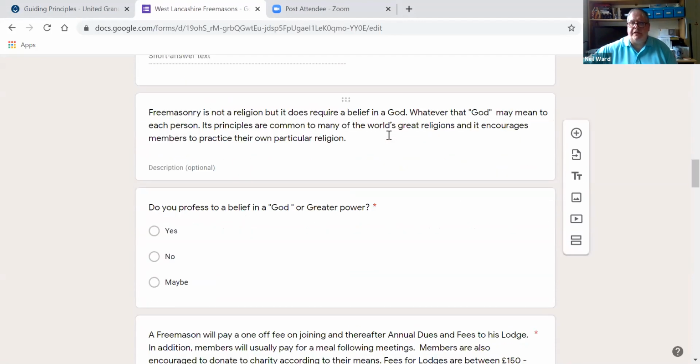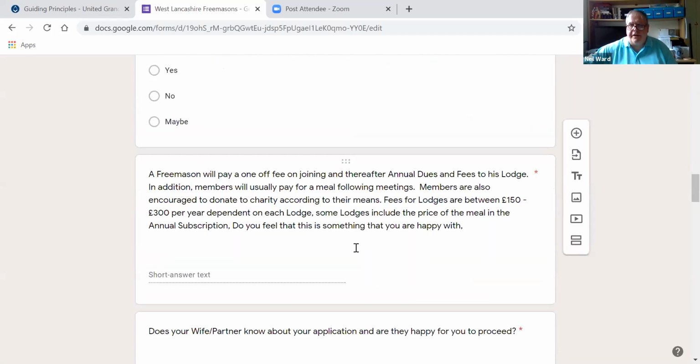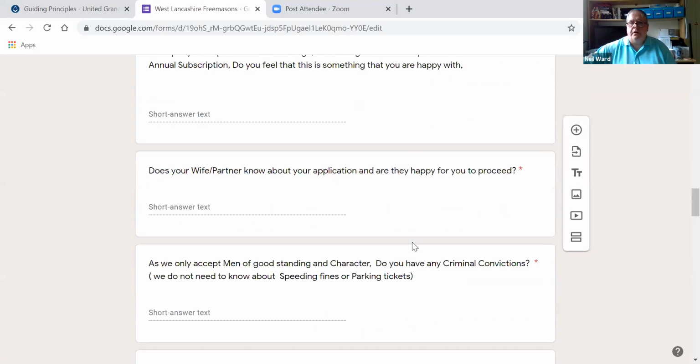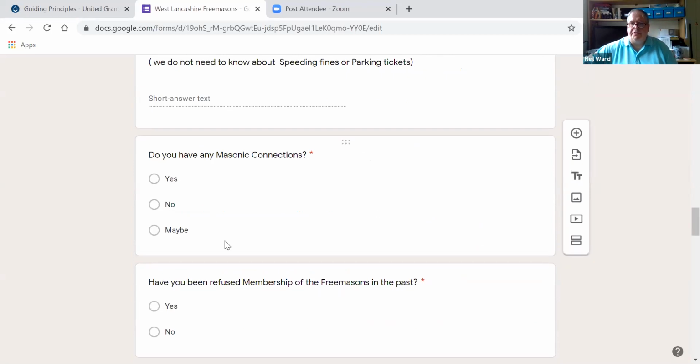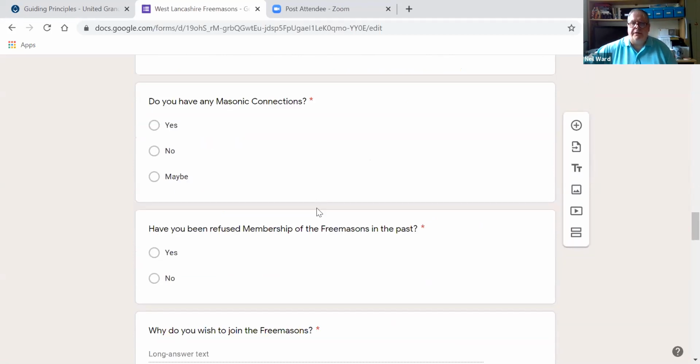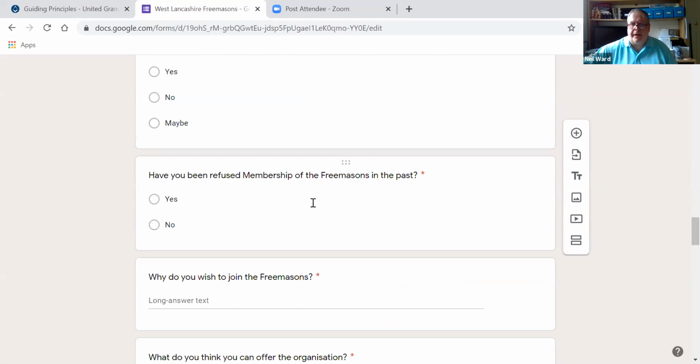And then we get down to the crux of the question: do they profess a belief in a God or a greater power? With a bit of explanation up at the top there. We explain about the fees, if they're going to have any problems with the fees. Does their wife or partner know about their application, and are they happy to proceed? Then we ask if they have a criminal conviction, if they've any Masonic connections, and if they've ever been refused membership in the past.